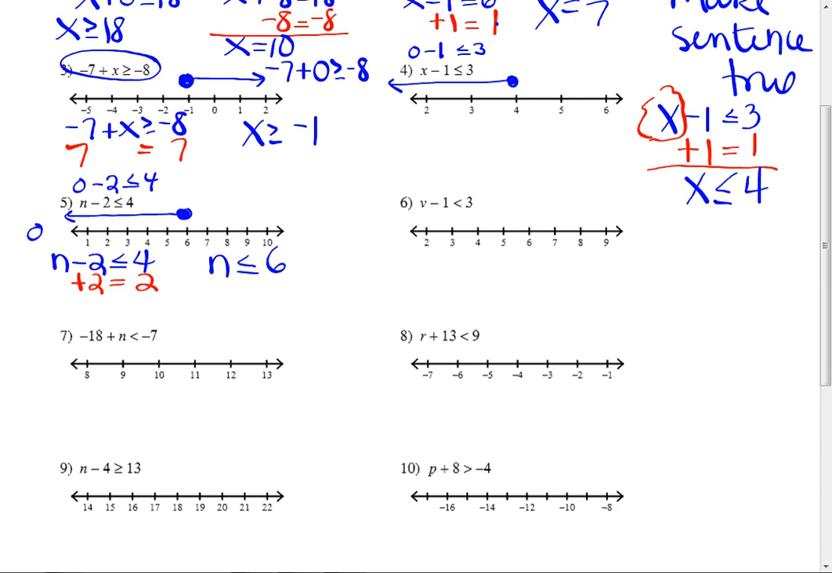Solve your inequality. Why don't you guys try the next one, and we'll come around and check it for the boundary point.